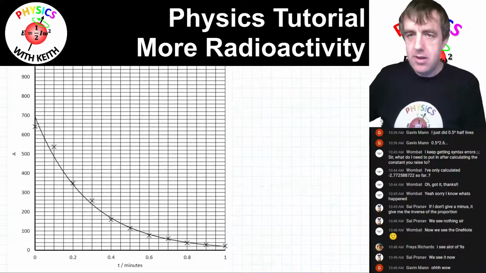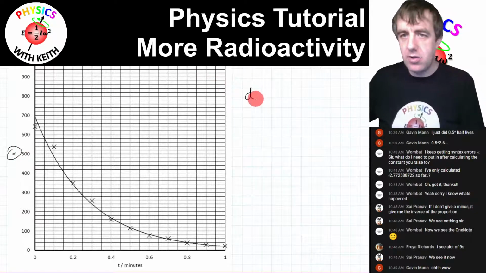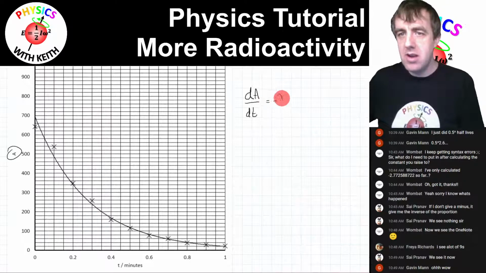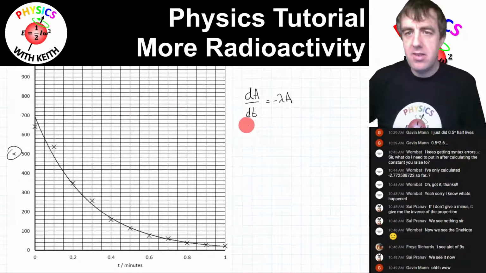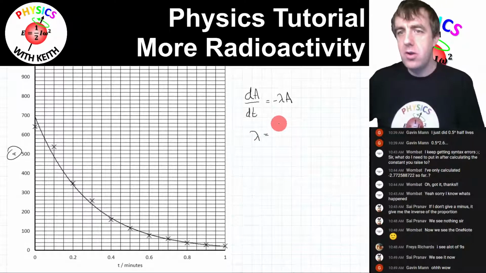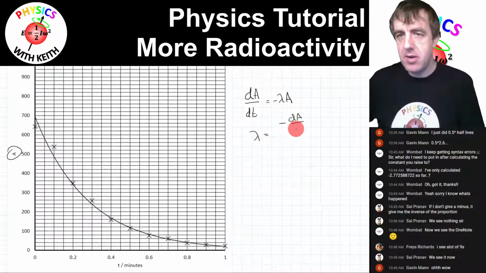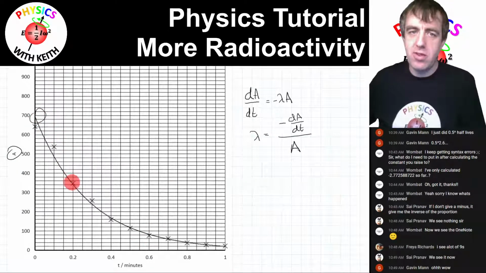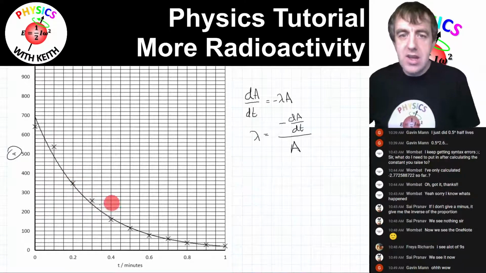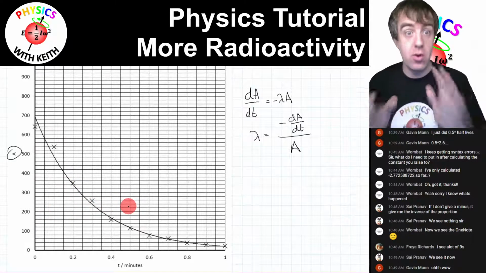We remember that dA by dt, in this case, the number that's decaying is A, so I'm going to call it A, is equal to minus lambda A. That was way back at the beginning of that derivation. That means that lambda is equal to minus dA by dt all divided by A. This is really useful if we don't have the number at the start, for example, or there isn't a whole half-life shown on the scale.